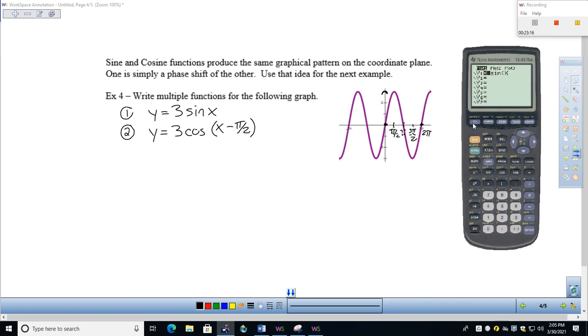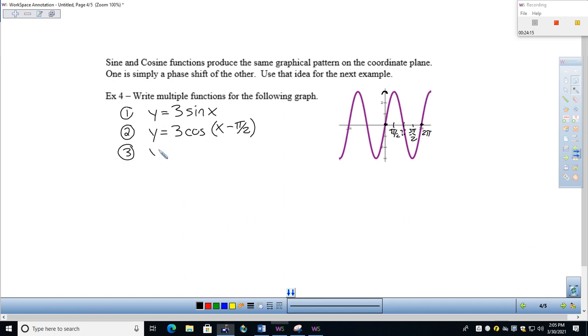Now if I want to do another, let's clear that out, and let's try 3. And then instead of sine, let's do cosine of x minus pi over 2. And notice that the graph is the exact same because I took normal cosine and I moved it pi over 2 to the right. All right, cool. Let's do another one.